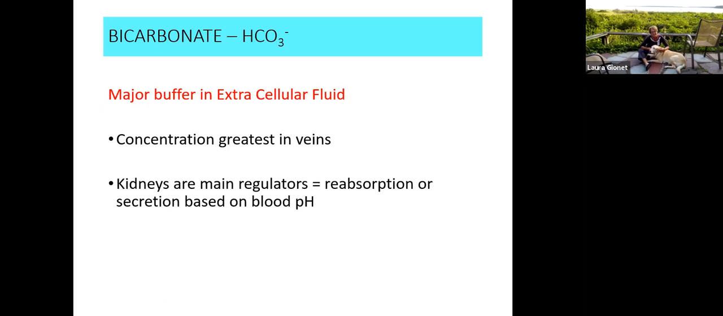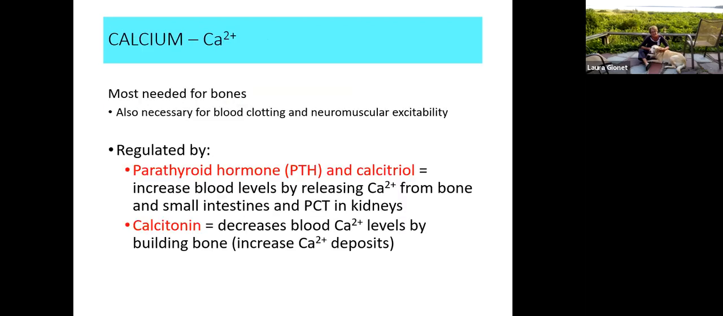Kidneys are the main regulators to reabsorb and secrete based on the blood pH. And we know that too. We looked at what might be secreted and reabsorbed if you had certain pH levels, as the filtrate is passing through the distal convoluted tubule and the collecting ducts.